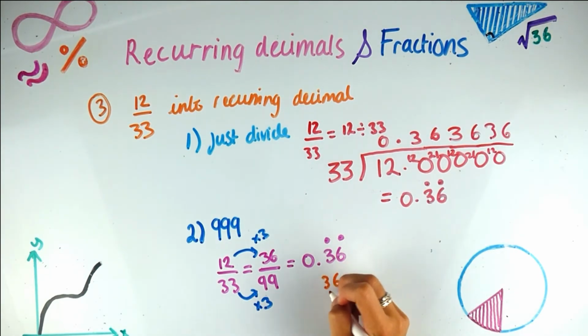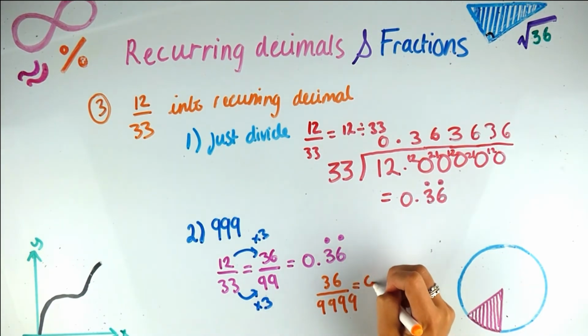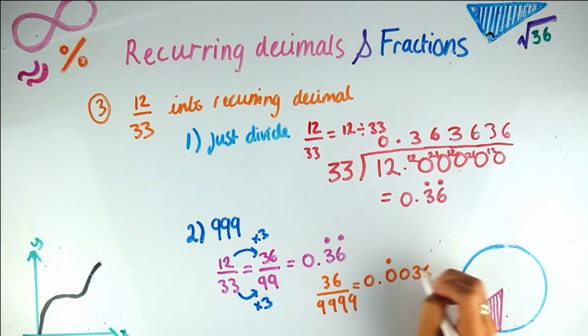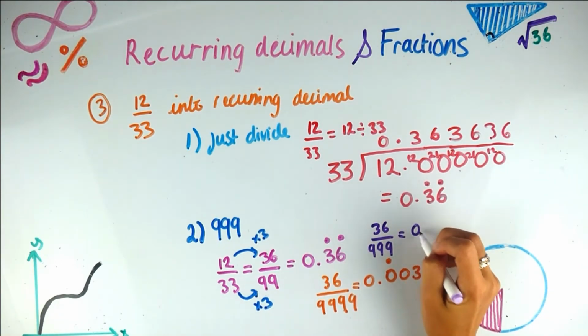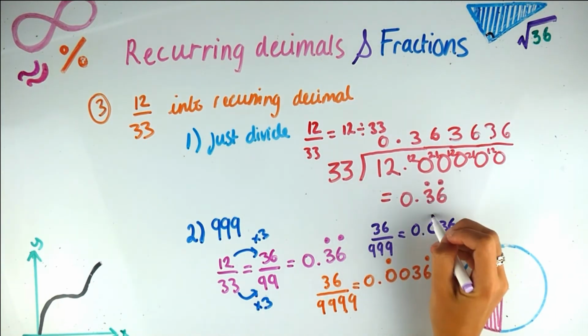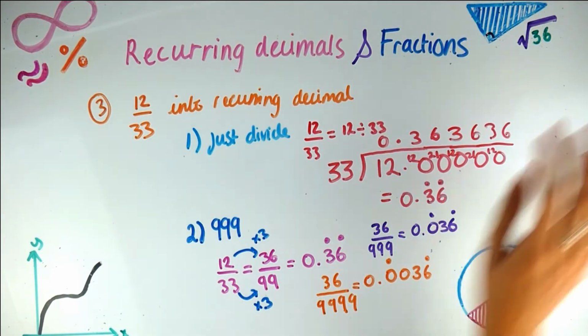If I had 36 over 9,999, for example, it wouldn't be the same as that. You do 0. Then because there are 4 here, you need 4 places after here, 0, 0, and then you do the 3, 6, and all of this is recurring. Just reinforcing the point, if I had 36 over 999, I need 0. I need 3 places after this, so 0, and then do the 3, 6. So you've got to fill up the space basically, and then all of that would be recurring. So let's now move on to some exam questions.